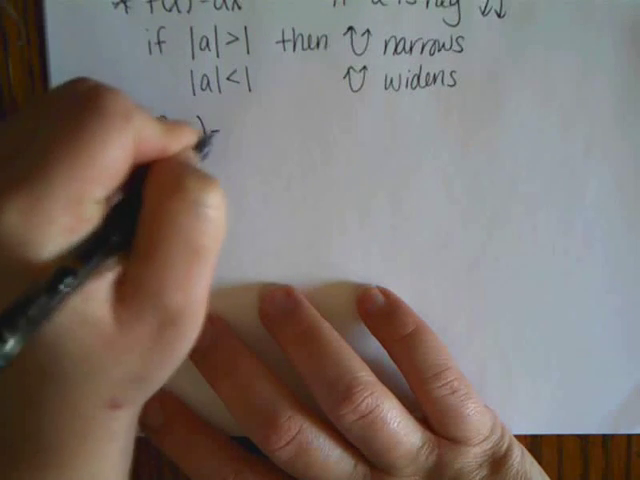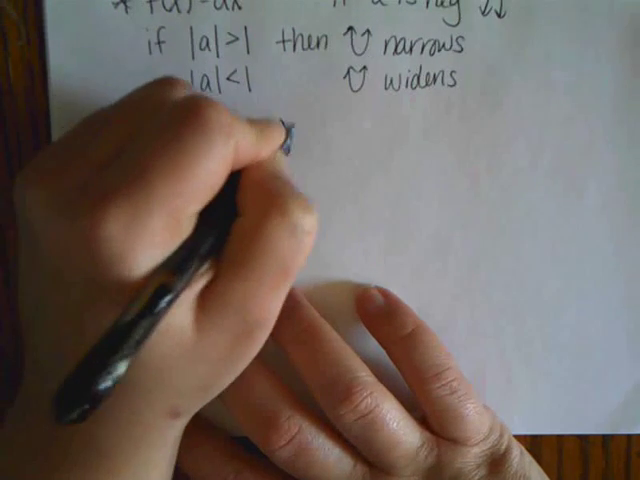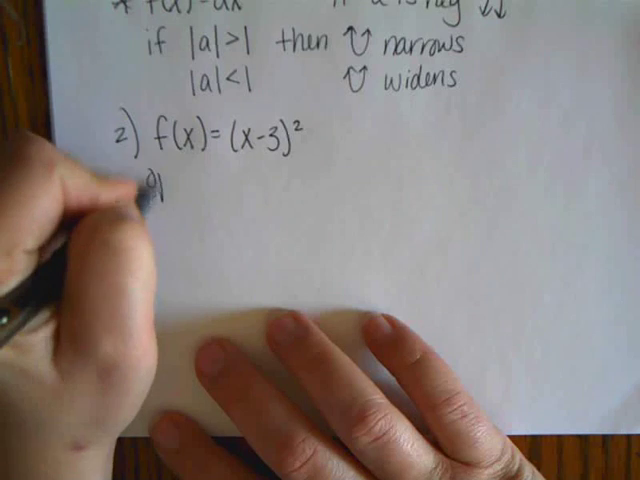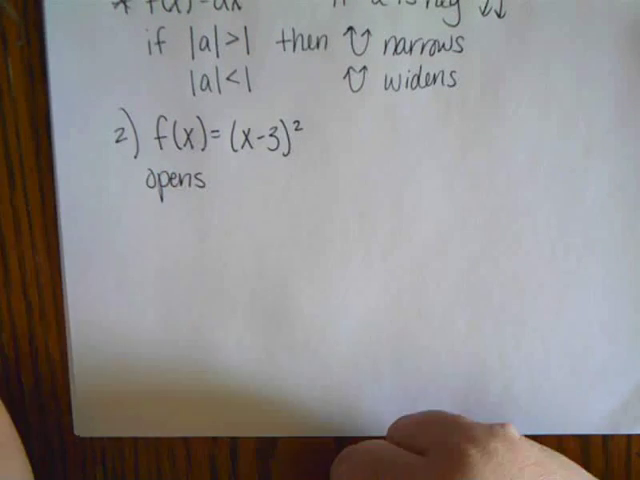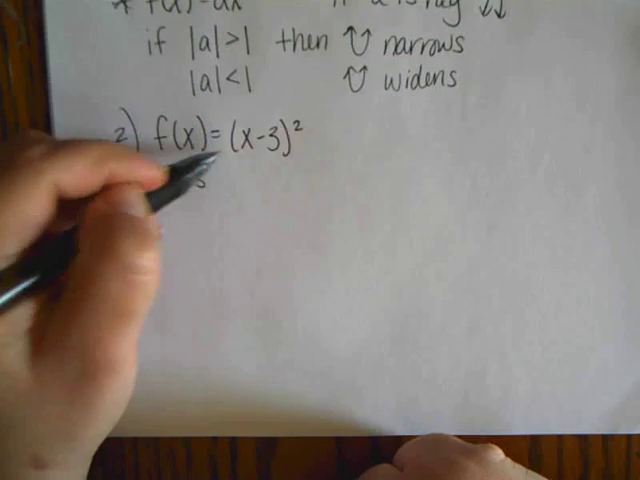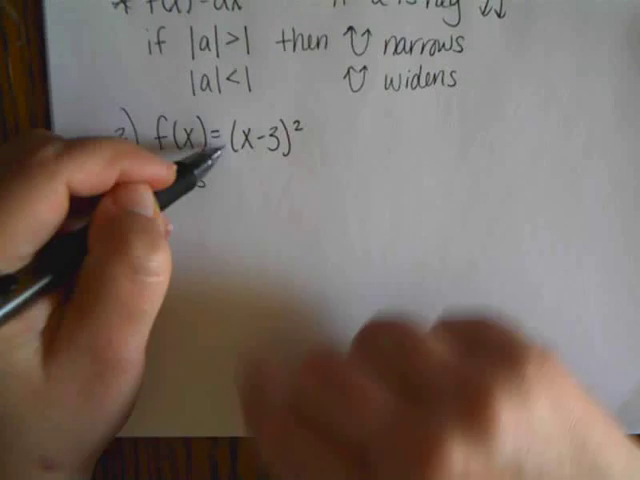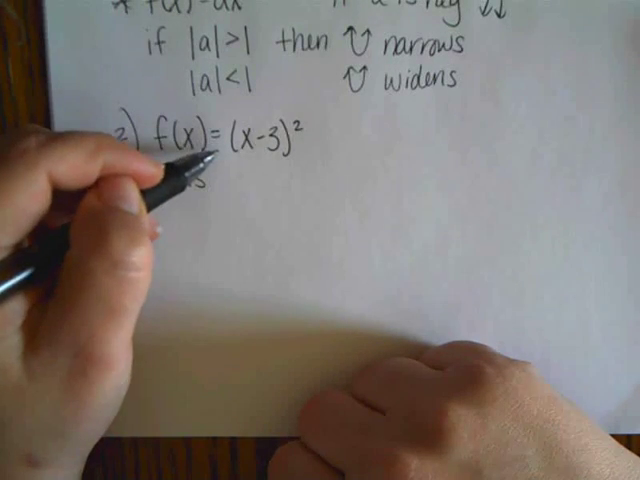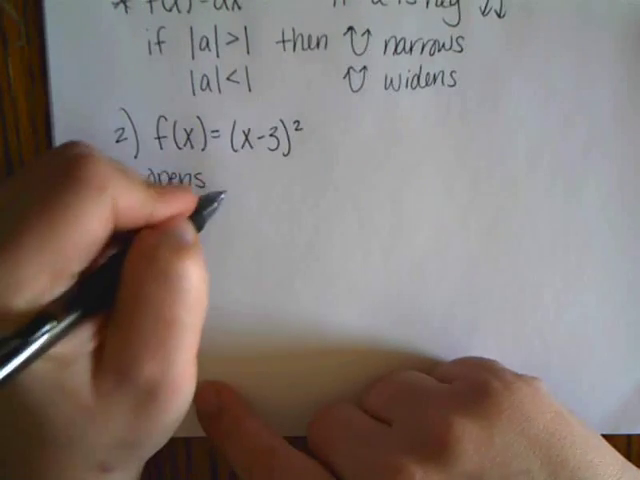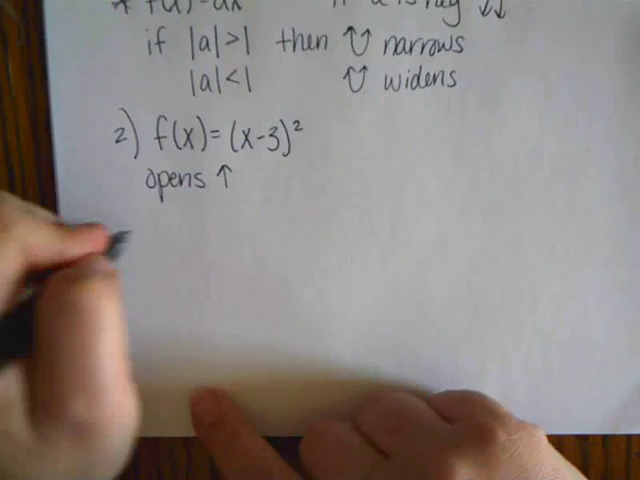f of x equals the quantity x minus 3 squared. So the things I'm going to ask you: does it open up or down? Well, whether it opens up or down is determined by a, and a is out in front of this whole set of parentheses, if there are any. And it's positive, so it opens up.